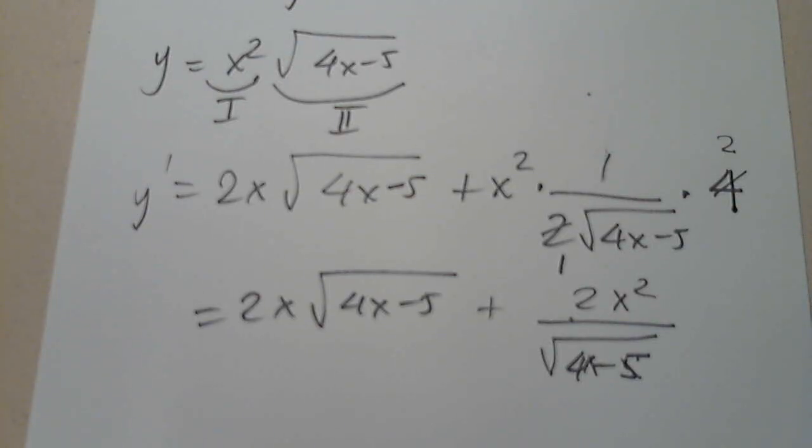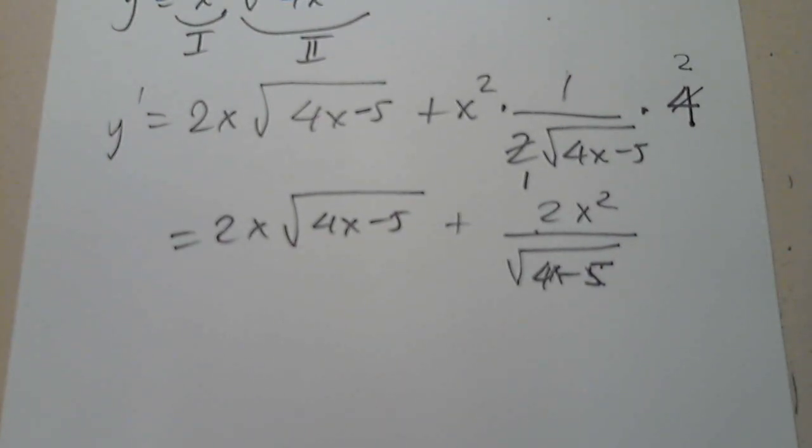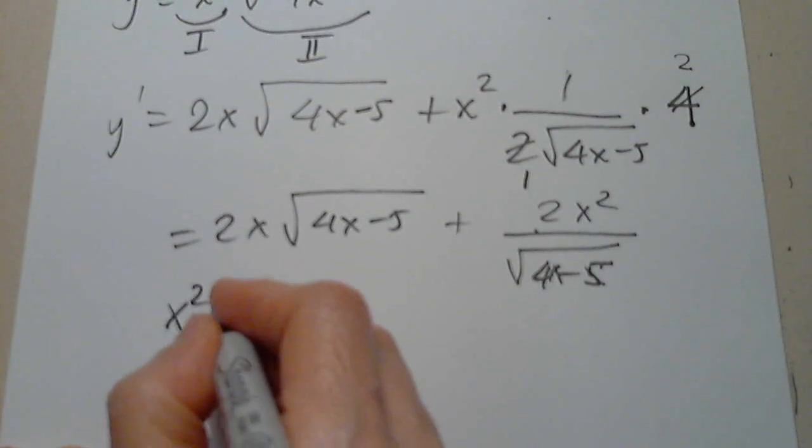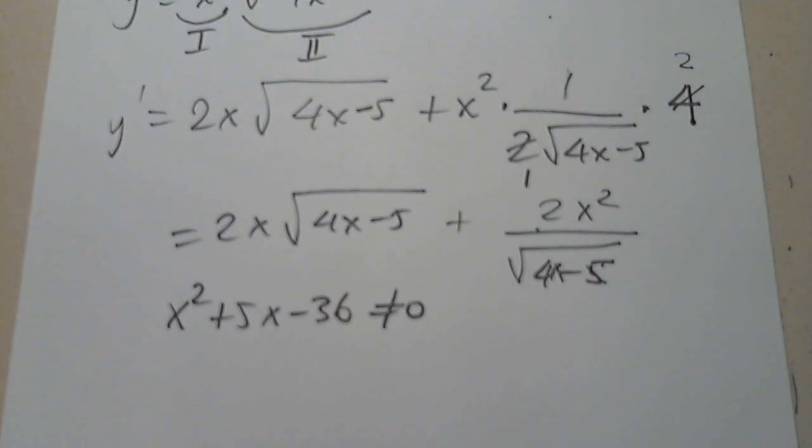Okay, the domain of this function, what do we have to write to find the domain of this function? It's a rational function. To solve the denominator. Yes, 0. x squared plus 5x minus 36 does not equal 0.